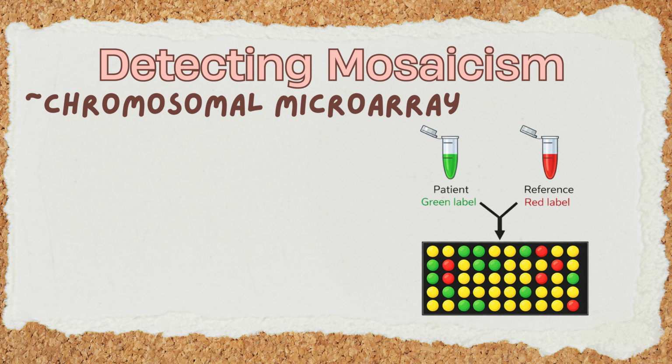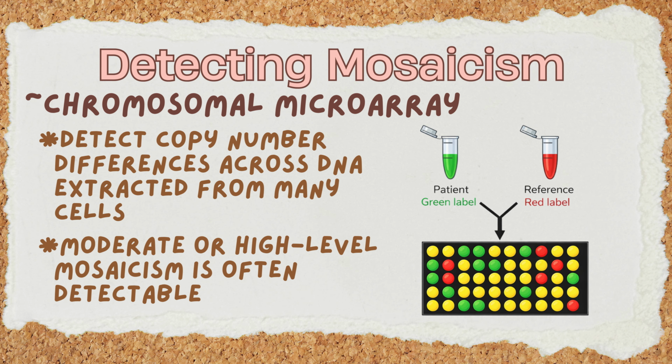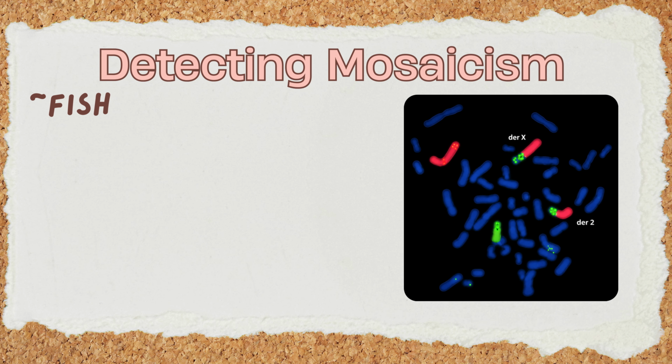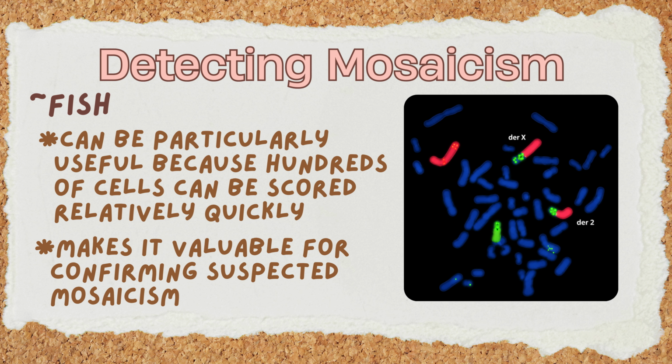Another is a chromosomal microarray. Microarrays detect copy number differences across DNA extracted from many cells. Moderate or high-level mosaicism is often detectable. However, very low-level mosaicism may fall below the platform's detection threshold. FISH can also be used. FISH can be particularly useful because hundreds of cells can be scored relatively quickly. This makes it valuable for confirming suspected mosaicism or evaluating specific chromosome abnormalities.